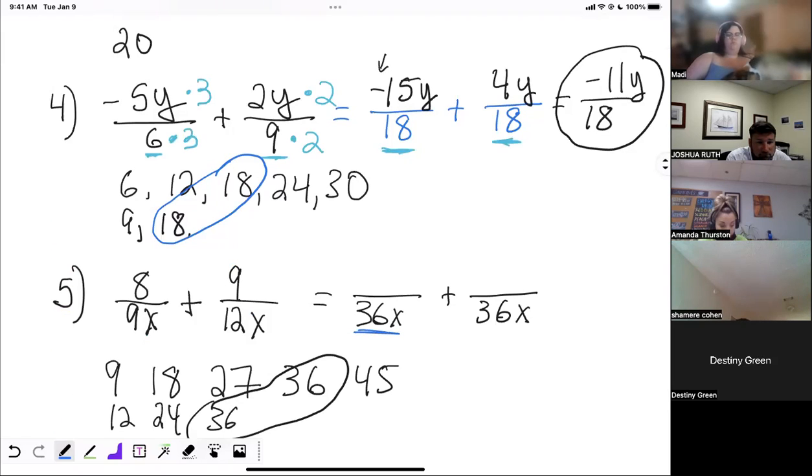Now, this is what I need. This is what I have. I have my x, but I have 9. What do I have to multiply 9 by to get 36? I have to multiply it by 4. So whatever I do to my denominator, I have to do to my numerator. 8 times 4 is 32. That's my new fraction, 32 over 36x.